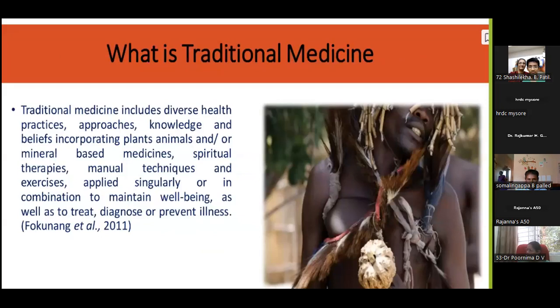Then what do you mean by traditional medicine? Traditional medicine includes diverse health practices, approaches, knowledge and beliefs, incorporating plant, animal, and mineral-based medicines, spiritual therapies, manual techniques, and exercises. It can be applied singularly or in combination to maintain well-being as well as to treat, diagnose, or prevent illness.